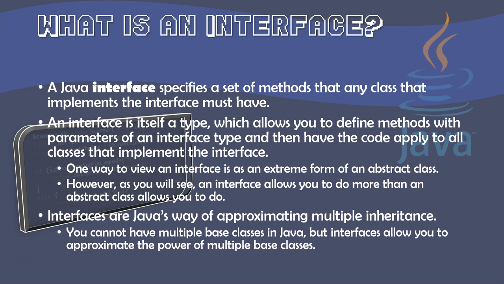Interfaces are Java's way of approximating multiple inheritance. Now, in Java, you cannot have multiple base classes. As we know, we have multiple derived classes, but only one base. However, interfaces allow us to kind of approximate some of the power of multiple base classes.